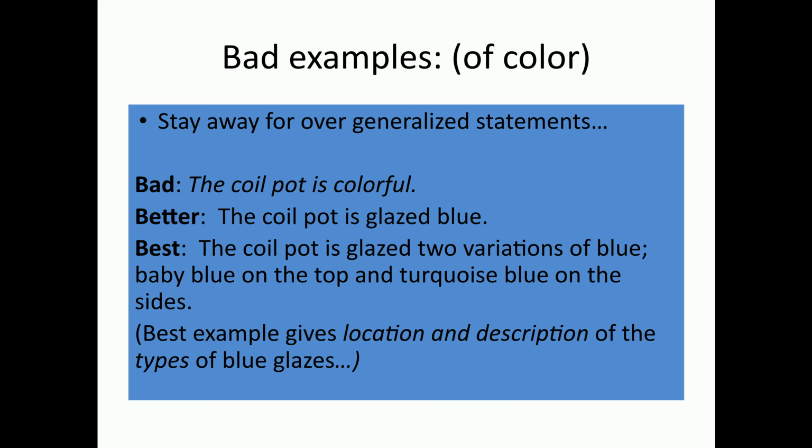An even better description would be the coil pot is glazed with 2 variations of blue, baby blue on the top and turquoise blue on the sides. So what we have done is we've given details. The best examples give the location and description or the details of the types of the blue glazes. And this can happen with any other art element such as line or texture or space or form or shape. You can use all 7 art elements in very good detail.